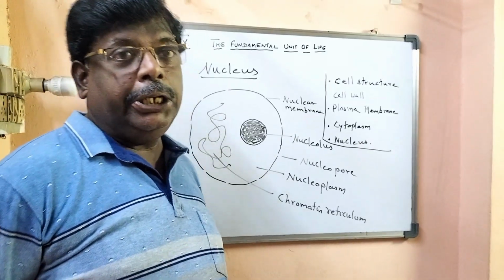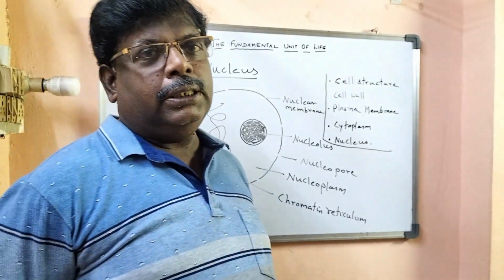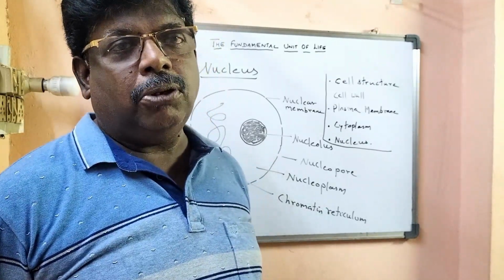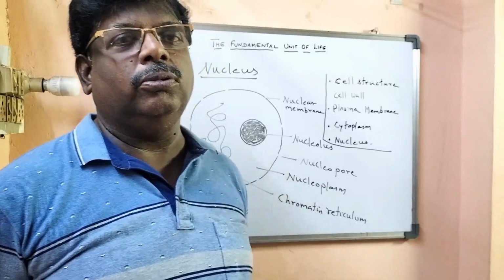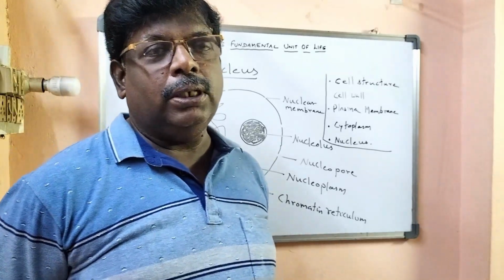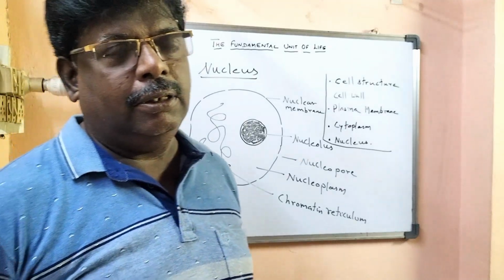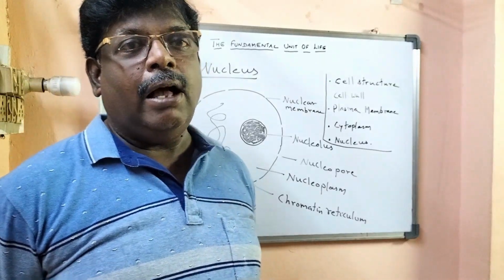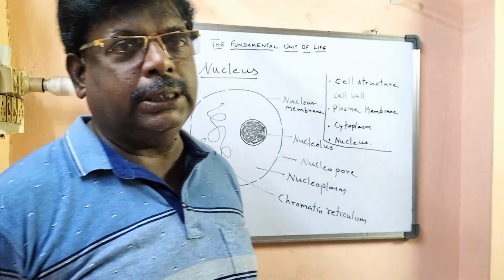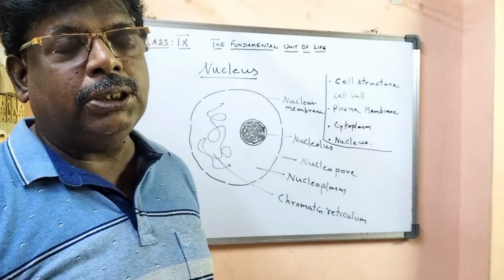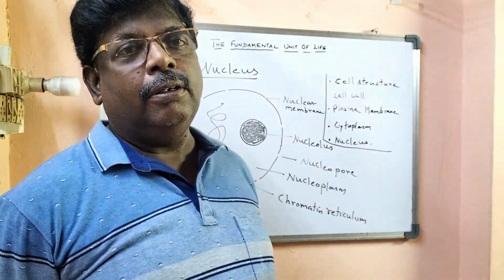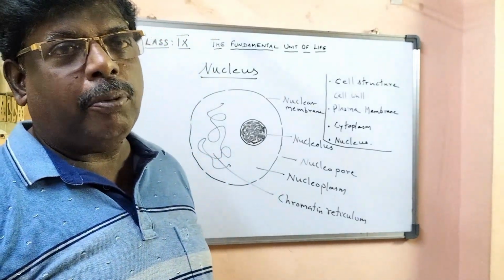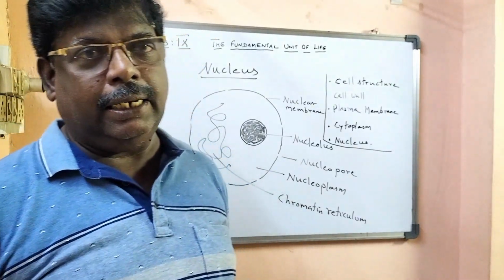So now let us see the nucleus. Nucleus is a very prominent structure in the cell. The nucleus was discovered by Robert Brown. Nucleus is known as the director of the cell. It controls and coordinates all the functions of the cell and also helps in the reproduction process. Nucleus, a very prominent structure inside the cell.